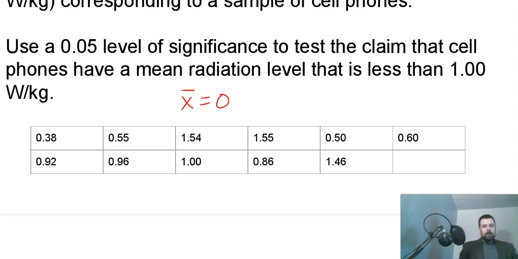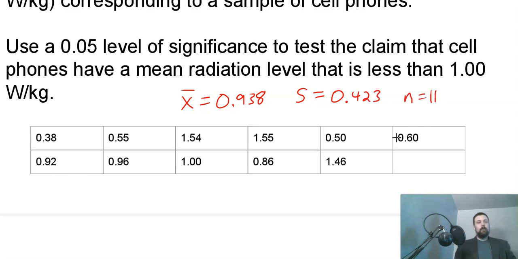Of 0.938. I don't know how many decimal places to go with that. I guess one more than what's present in the original data. So we have 2 decimal places here, so going 1 more decimal place than that would be good. Okay, so 0.938. The standard deviation I find for this sample is 0.423. And the sample size is 11. Right, so all of that can be found in one of our stats. Alpha is equal to 0.05, and I think we're ready to go.